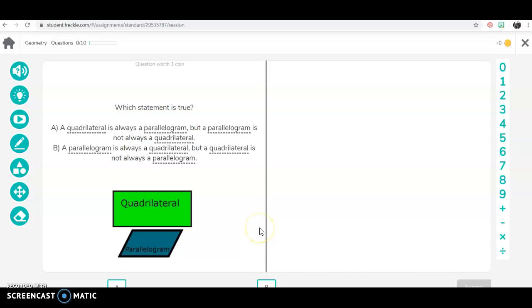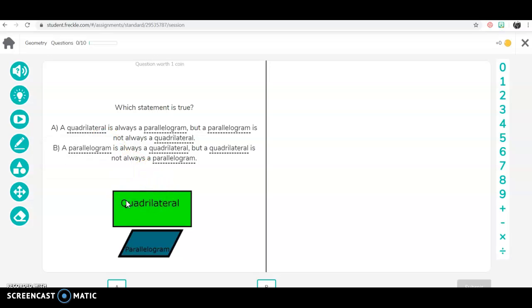Alright. We're going to talk about shapes today, so you have to figure out which statement is true. A quadrilateral is always a parallelogram, but a parallelogram is not always a quadrilateral, or a parallelogram is always a quadrilateral, but a quadrilateral is not always a parallelogram. So let's look at these definitions first. We have quadrilateral. That's a shape with 4 straight sides and 4 corners. They're showing you that down here.